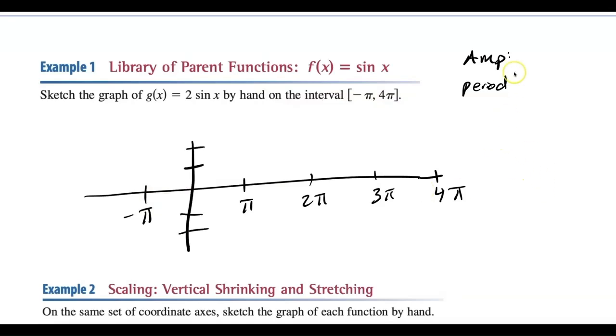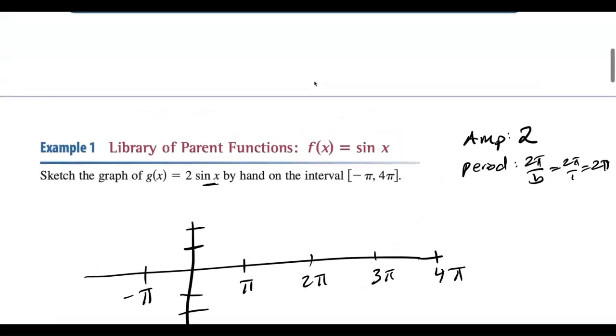The two things you generally want to find are the amplitude and the period. My amplitude here is 2. And my period is 2 pi over b. I have no b, so it's just 1. 2 pi over 1, 2 pi. We need that, and we also need, what's the basic sine graph?